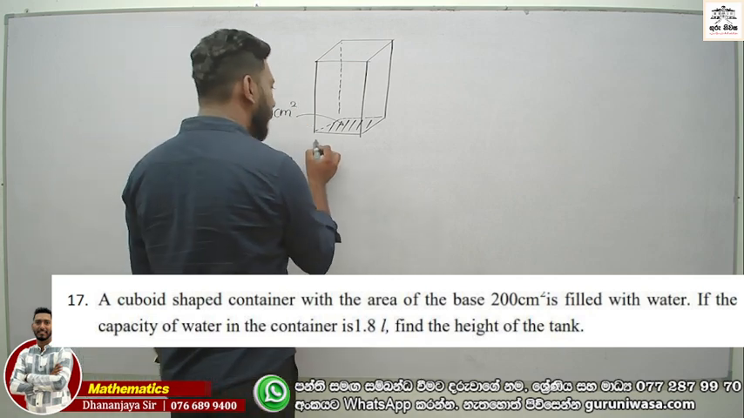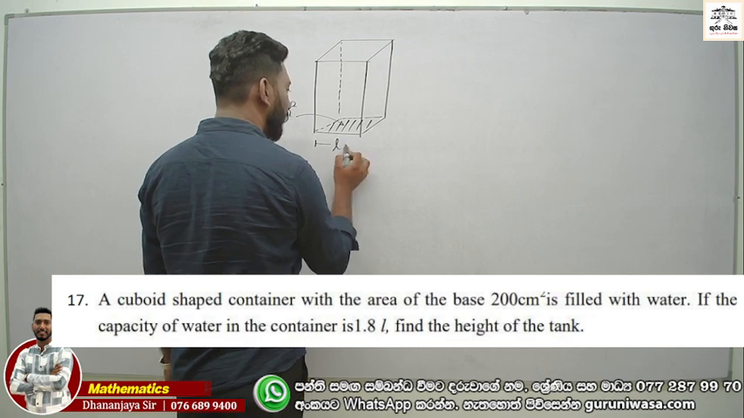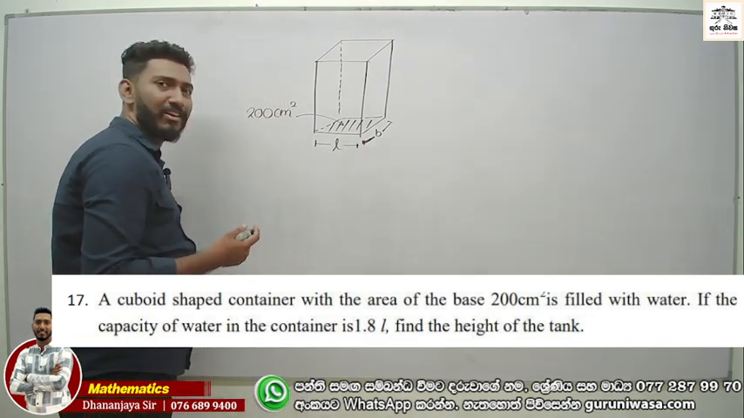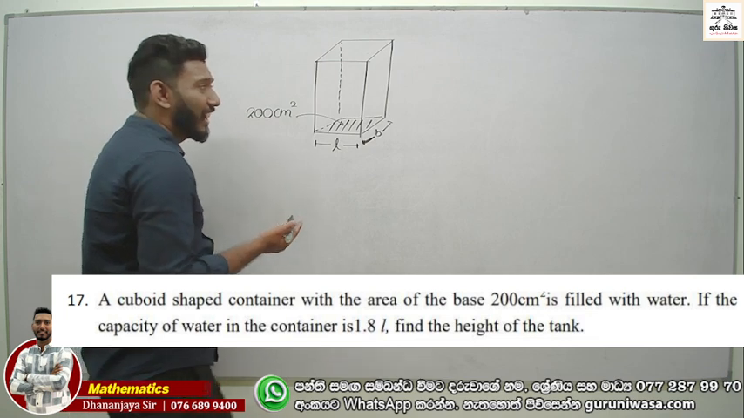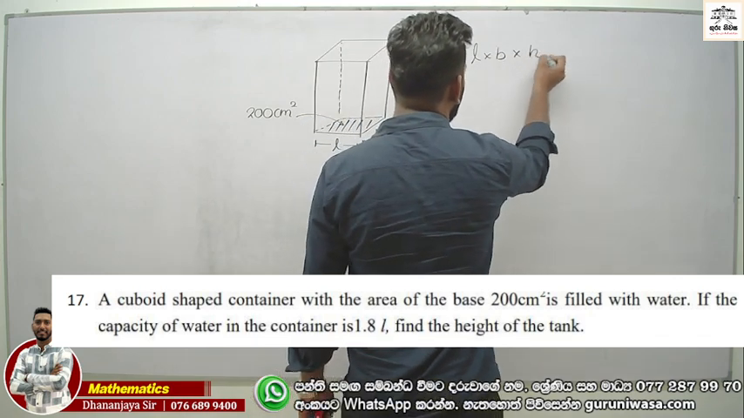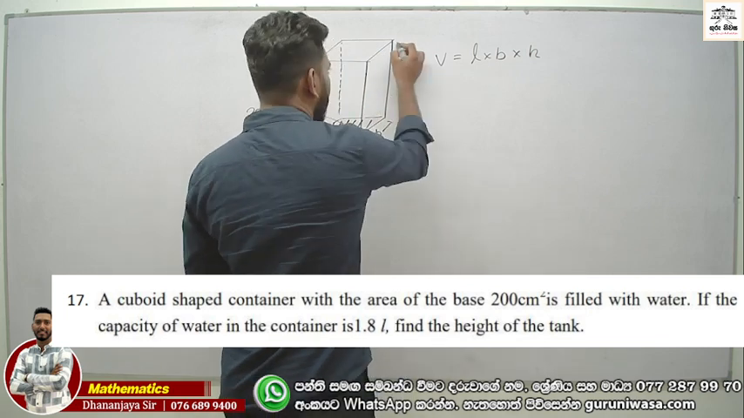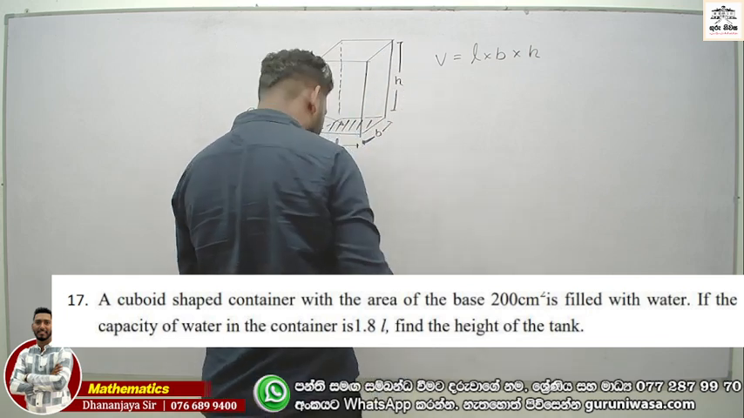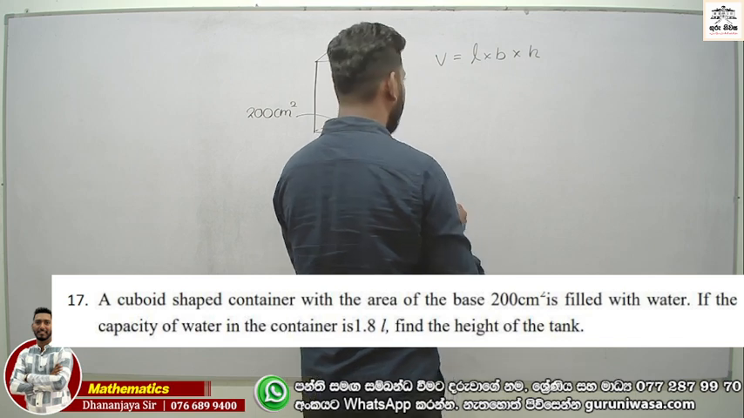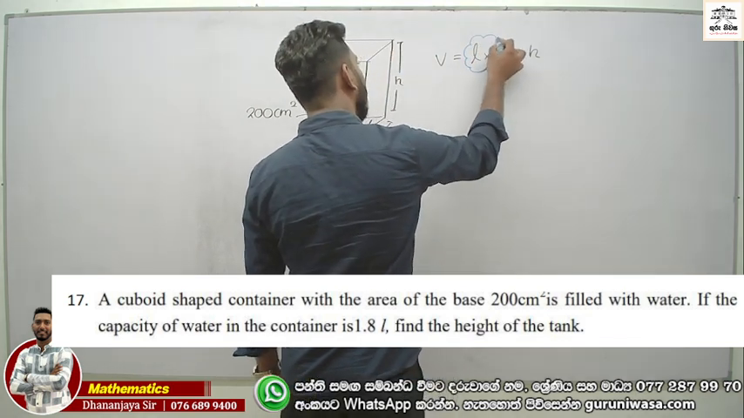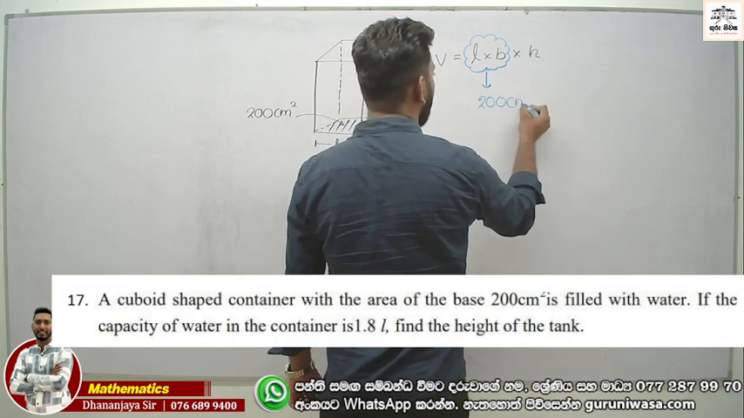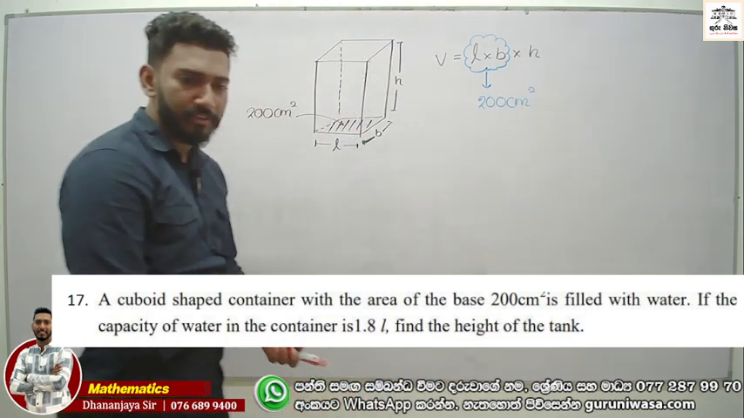And what is the meaning of length into breadth? Length into breadth is the area of the base, right? And you know the volume. Volume is equal to length into breadth into height. This is the height. We don't know the value of the height, right? Now listen, length into breadth should be equal to 200 square centimeters.